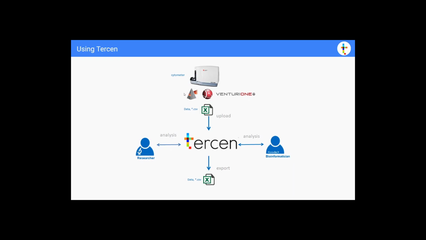This is the overall workflow. You basically run your samples on a cytometer. You use either FlowJo or Kaluza or Infinicyt from the Beckman Coulter suite, and you convert your readouts into CSVs. You upload them to Tercen. You do your analysis. What's nice about Tercen is that you can have your bioinformatician and your researcher working on the same workflow. The researcher doesn't need programming and can also do the analysis, and it can be supervised by the bioinformatician or by the PI. So you then export either the images or the file.